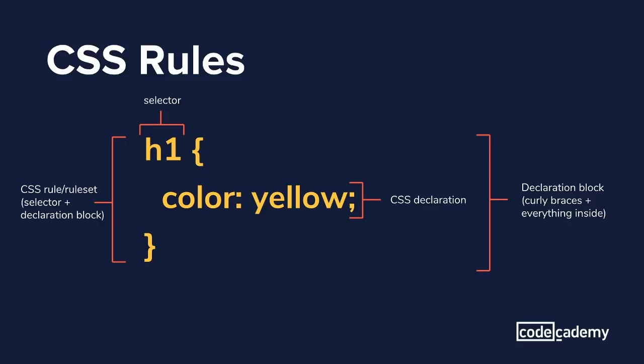The next CSS structure you need to be familiar with is a CSS rule or rule set. A CSS rule, which is also called a rule set, is the CSS selector plus curly braces plus any CSS declarations between the curly braces. The curly braces with the CSS declarations inside is called a declaration block, and the entire code block is the CSS rule. In this example, we have an H1 rule where H1 is the selector and the declaration block contains a color yellow declaration to be applied to the H1 element. And now let's move on to setting and changing styles using different CSS properties.